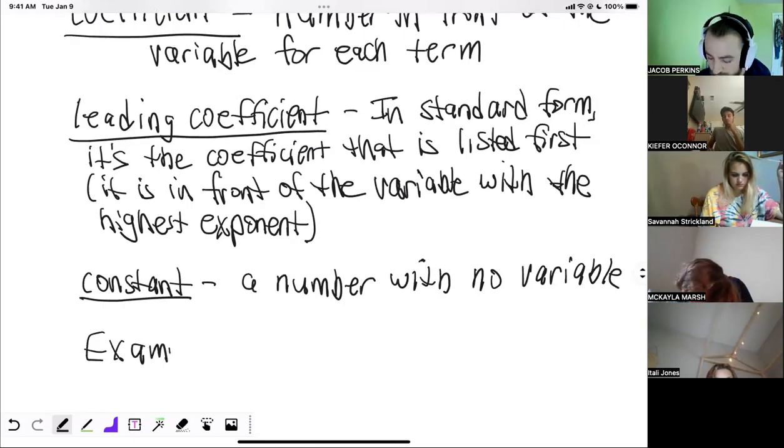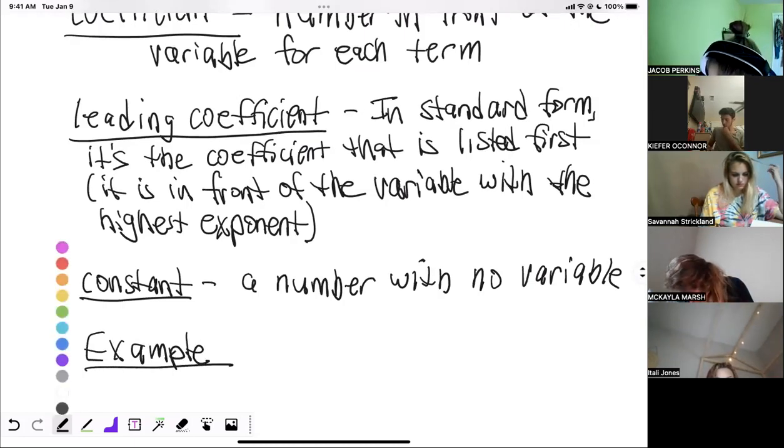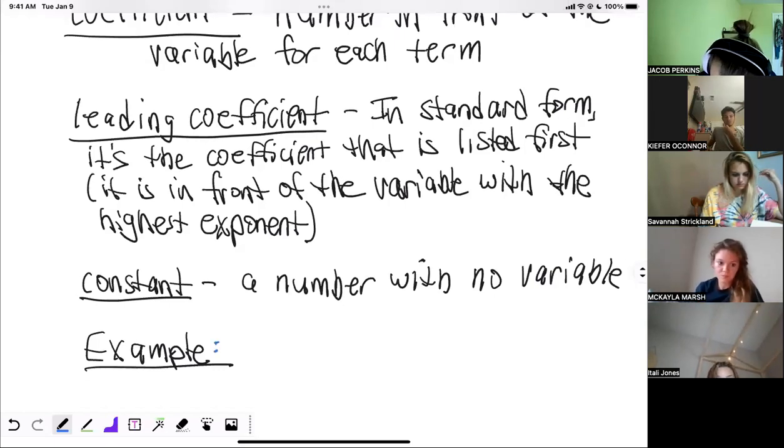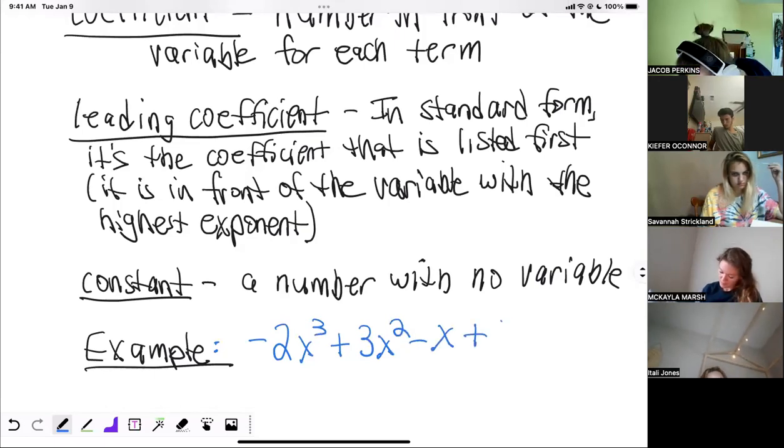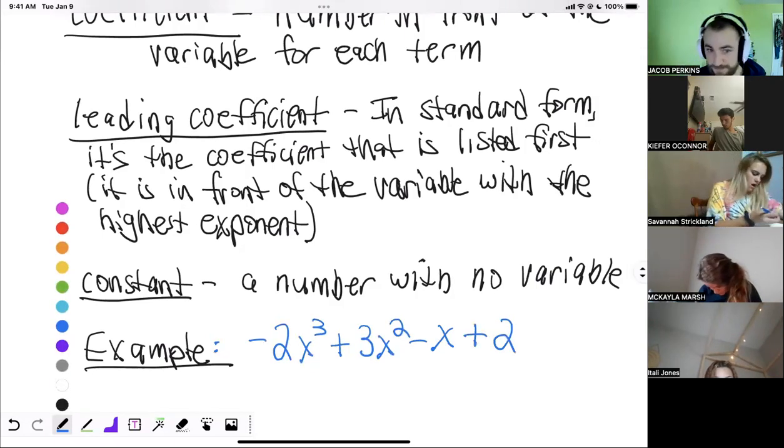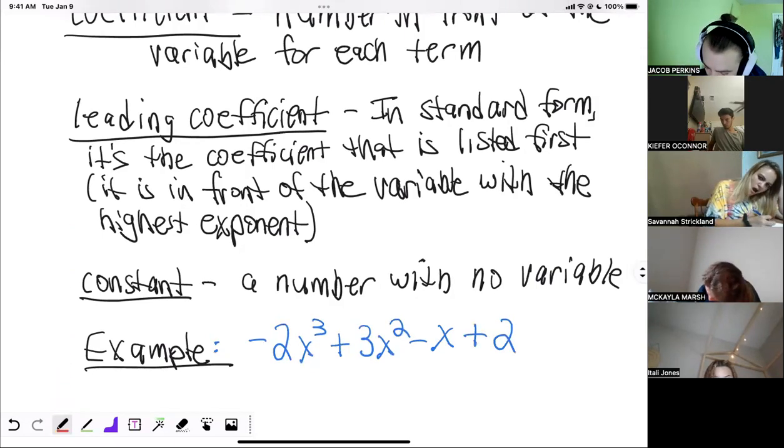Okay, let's do an example of these 3. We'll tie this together this way. All right, so let's say I have negative 2x to the third plus 3x squared minus x plus 2. It's in standard form. How do I know? Because the exponents are 3, 2.